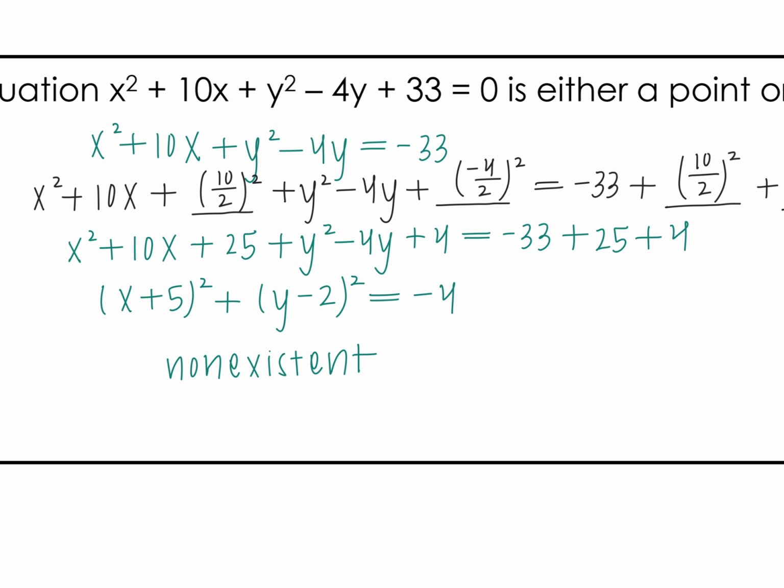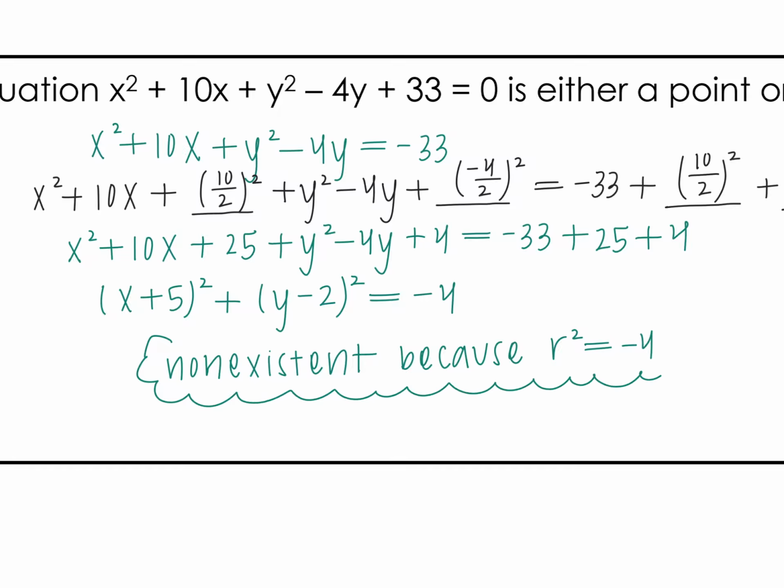And I apologize if I spelled this wrong. I'm not great at spelling, but we have non-existent, and then we can just say because, just always justifying it. We have that our r squared is going to be equal to that negative 4. Okay, so there you have it. That is it for this lesson over our equations of a circle, day 2.